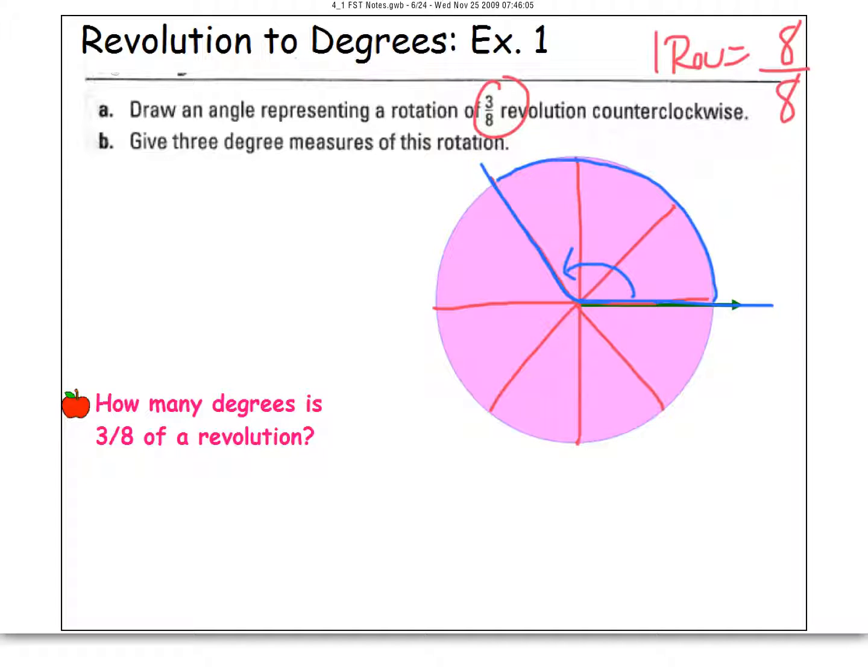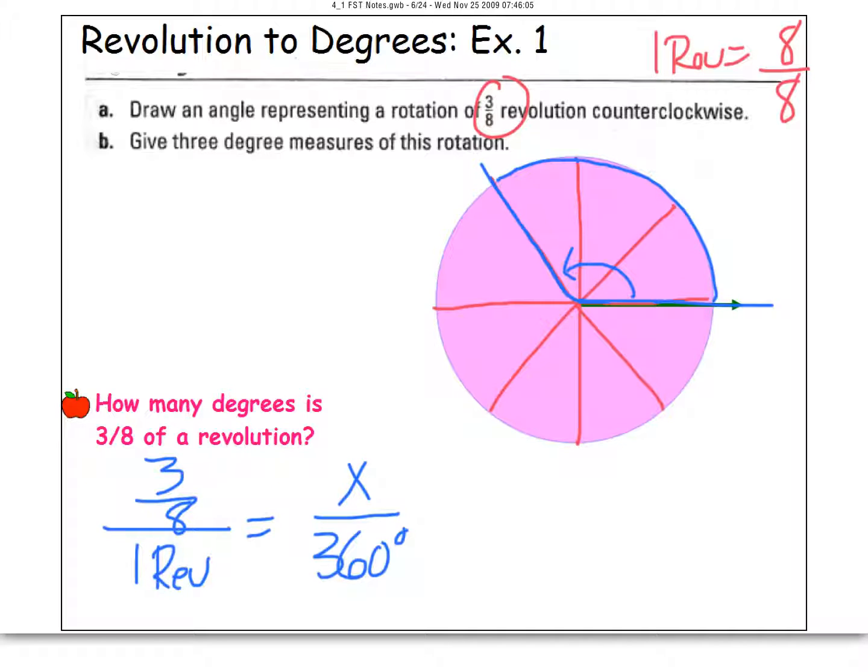Now to figure out how many degrees that is, we are just going to do a proportion where one revolution is a complete circle, and that is equivalent to 360 degrees. We don't know the degrees, but we know it's 3/8 of a revolution. All we have to do is solve this equation, and to solve for x, you multiply both sides by 360. Then we have 3/8 times 360, multiply straight across, and you get 135 degrees.